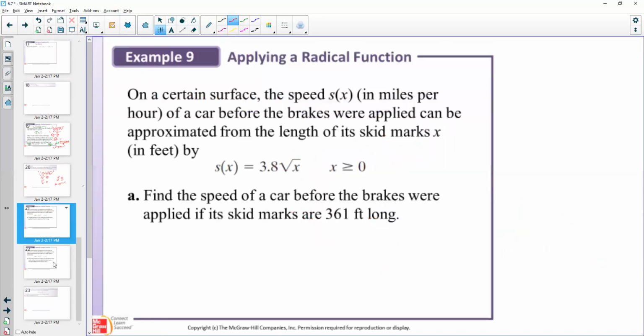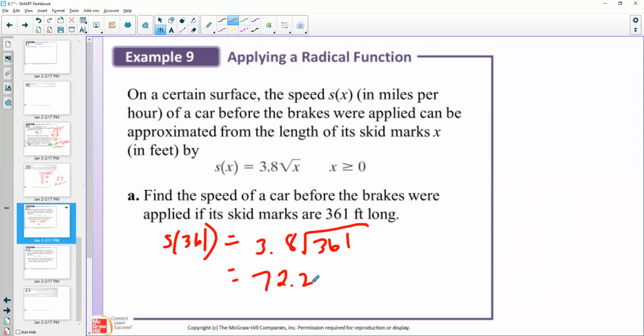All right, 2 more quick things here. On a certain surface, the speed s of x in miles per hour of a car before the brakes are applied can be approximated with a formula. Find the speed of the car if its skid marks are 361 feet long. Skid marks are x. So first we're going to do s of 361. We're just going to put that in for x, 3.8 times the square root of 361. You have a calculator, please do that. Should get you about 72.2.